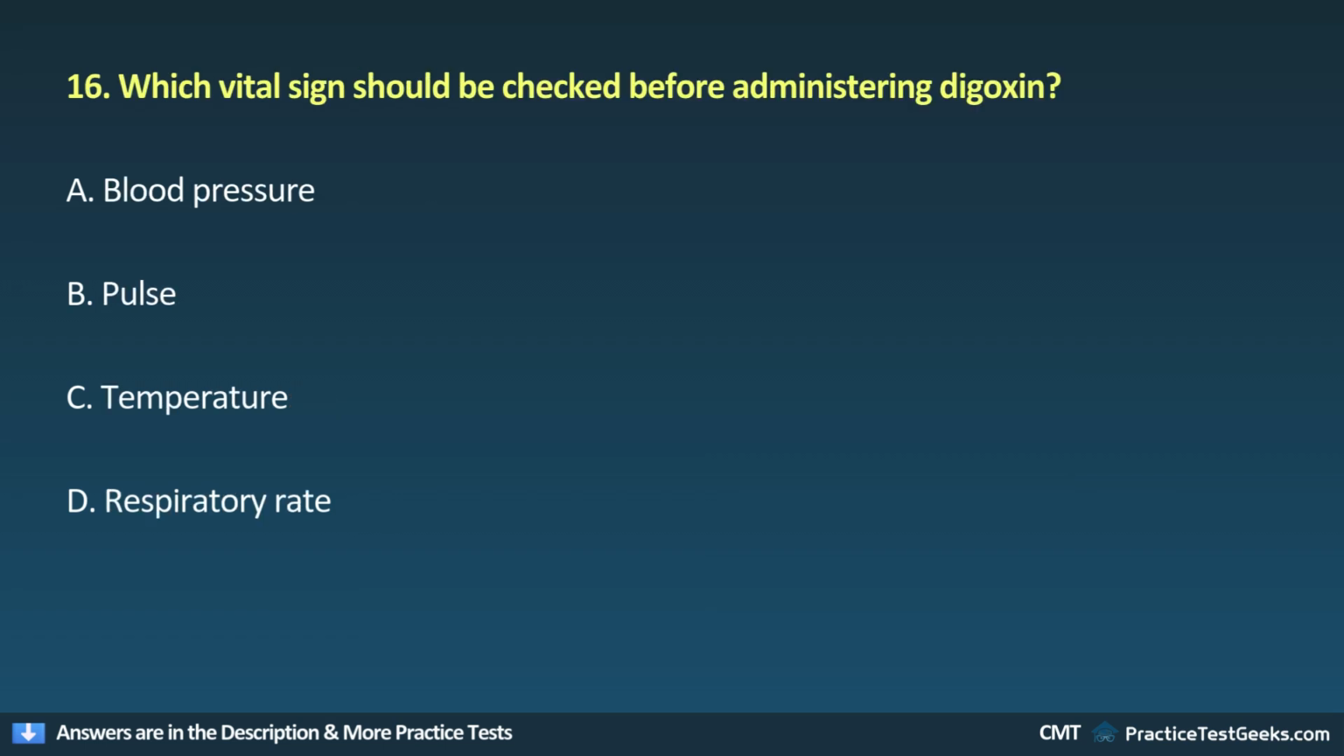16. Which vital signs should be checked before administering digoxin? A. Blood pressure. B. Pulse. C. Temperature. D. Respiratory rate.